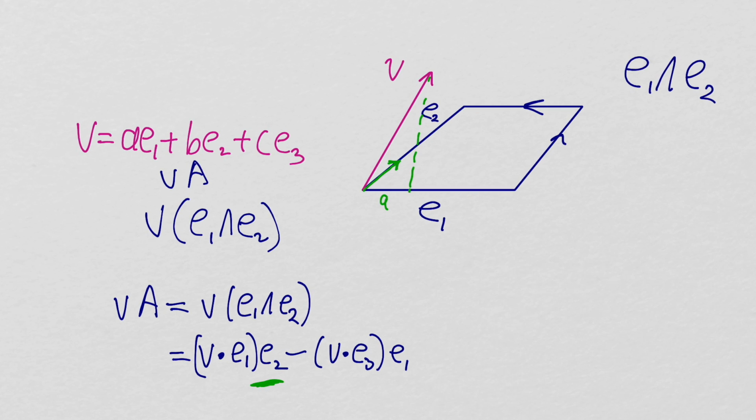And then, but it's minus V dot E3 E1. Well, V dot E, not E3, E2. Why do I have E3 there? It should be E2, right?